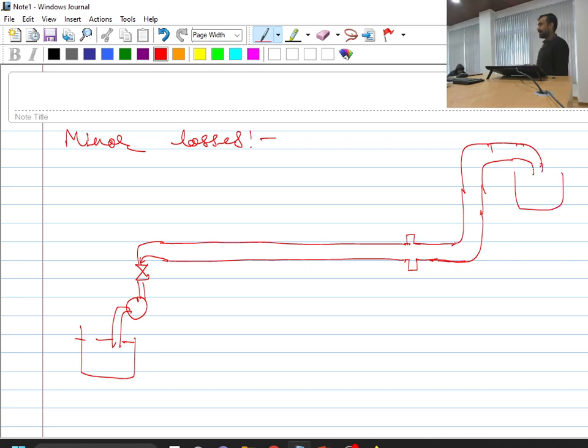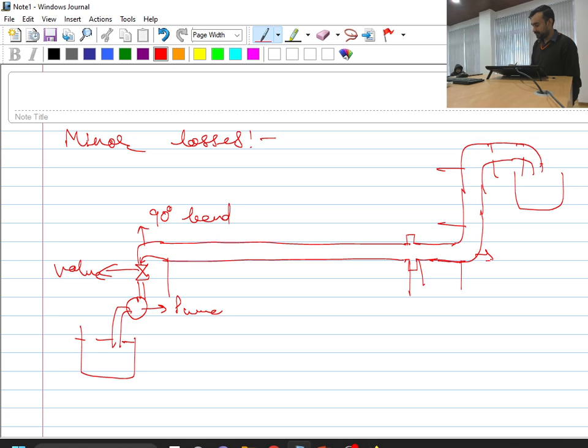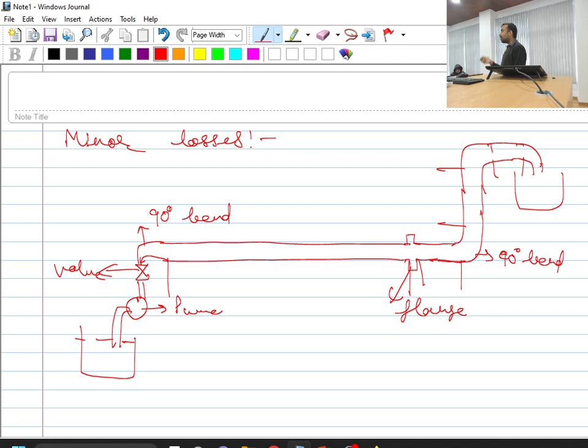Okay, so you can see that though I have a significant portion of straight lengths from here to here, here to here, along with that I have a number of other pipe fittings also. For example, here I have some valve, this is a pump, then here I have a 90 degree bend, here another 90 degree bend, and here I have some flange which is connecting two pipes. So likewise I will have a number of other accessories connected to the pipe section.